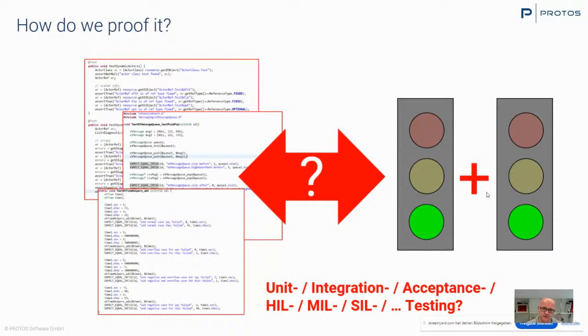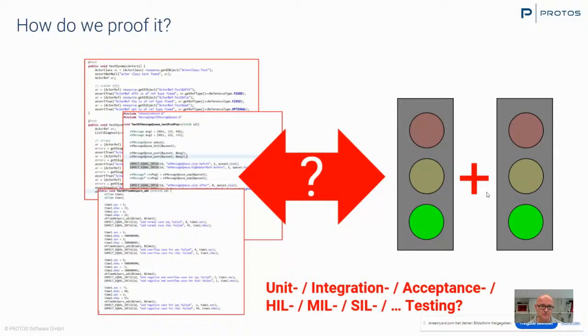We do unit tests, integration tests, acceptance tests, HIL, MIL, PIL, SIL, whatever it is, testing. The problem is the test cases themselves are, again, very complex software. In a unit test, you do not prove that the system is working. You only prove small components and small integrations. So how do we prove that the system itself works correctly?